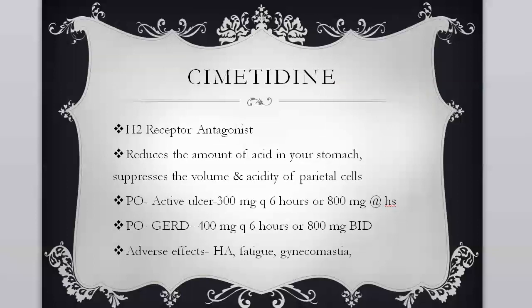So now we have the last med called cimetidine, and this is commonly known as Tagamet. And it is one of those H2 receptor antagonists. And this works a little bit different, reduces the amount of acid in your stomach, which suppresses the volume and acidity of the parietal cells.